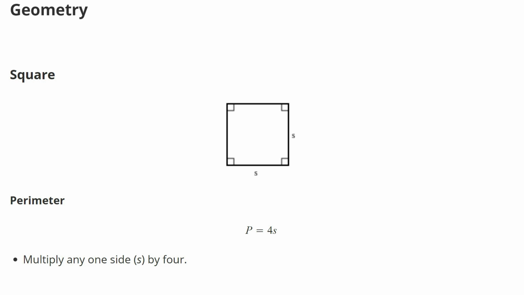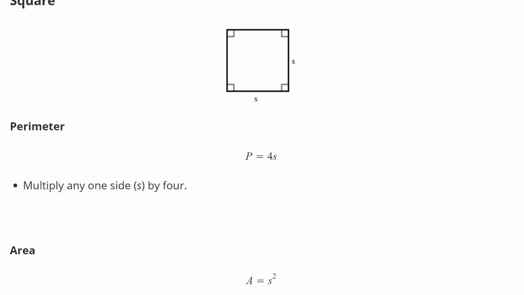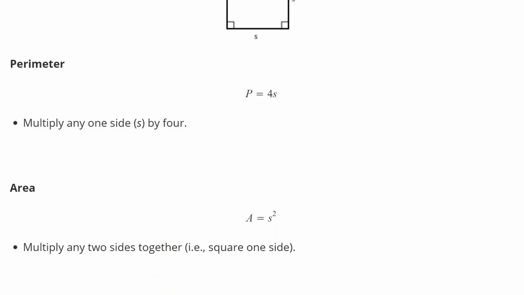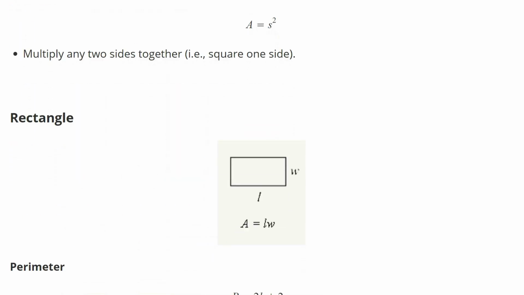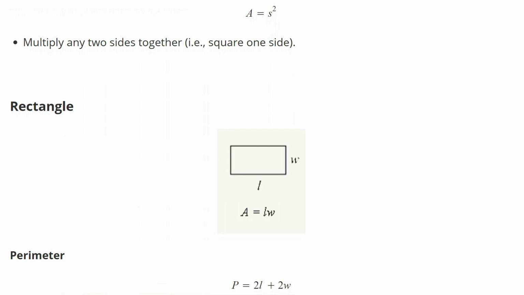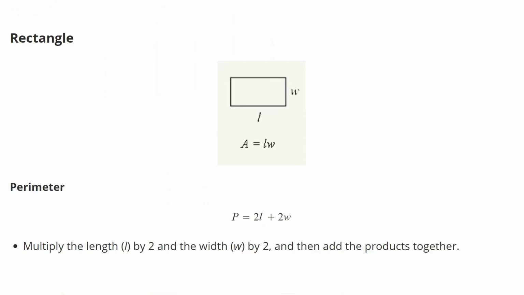So they're starting off with a nice easy formula here that I think most people will know, but some people forget the definition. And for the area, you multiply any two sides together. I think everyone kind of knows that for a square. A rectangle, you do the length times the width. I think pretty much every student I've met knows that.